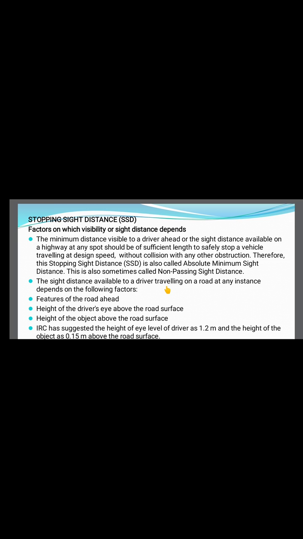It is the distance visible or available to the driver to stop the vehicle at any spot on the highway. You can call it like this also. Therefore, the stopping sight distance is also called the absolute minimum sight distance. So this is the minimum distance required to stop the vehicle.